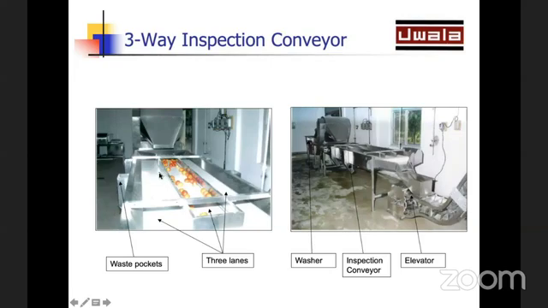Inspection conveyor is installed in the line. After the washer, it comes over here. It's normally a 3-lane conveyor. Product is received in the central lane. The accepted product is kept in the 2 side lanes, and the discarded product can be thrown out from the waste pockets.